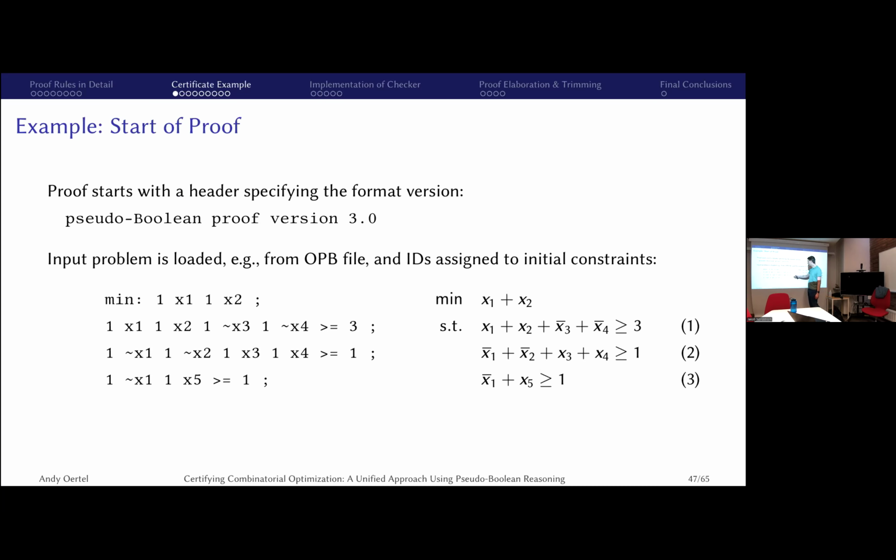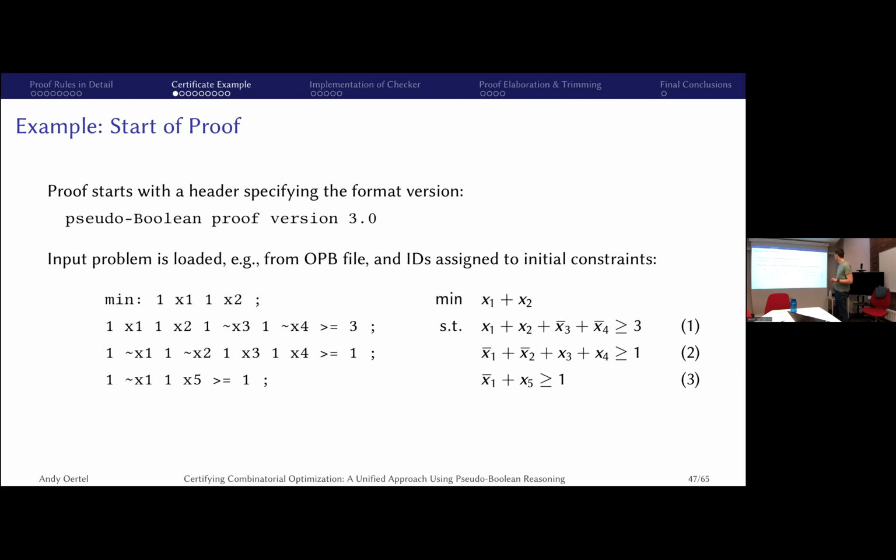So in OPP file, constraints look like this, where we use this tilde for negation, and we have this objective here, and this translates basically to this optimization problem written down. And then for our proof system work, we also assign IDs to every constraint, starting from ID 1. So this first constraint we load from the input problem becomes constraint 1. And so on.